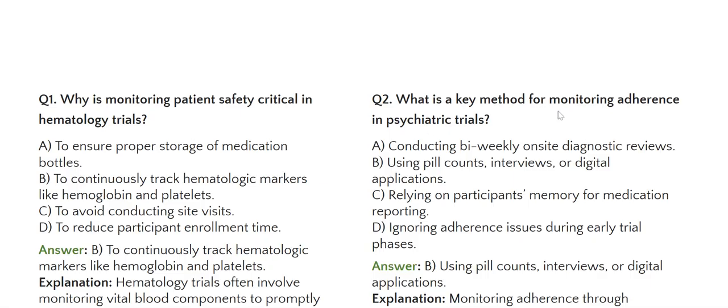Question 2. What is a key method for monitoring adherence in psychiatric trials? Is it A, conducting biweekly on-site diagnostic reviews, B, using pill counts, interviews, or digital applications, C, relying on participants' memory for medication reporting, or D, ignoring adherence issues during early trial phases? Does it make sense as a key method for monitoring adherence in psychiatric trials? Does it make sense relying on participants' memory? And it does not make sense to ignore adherence issues.